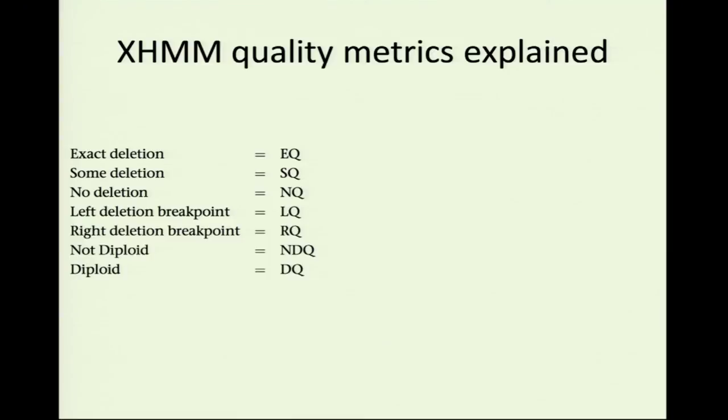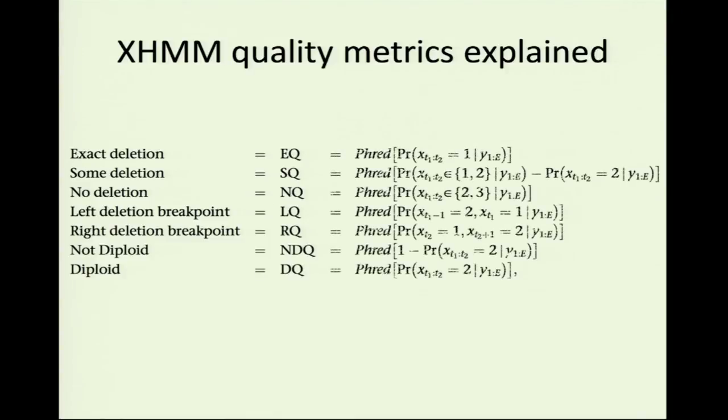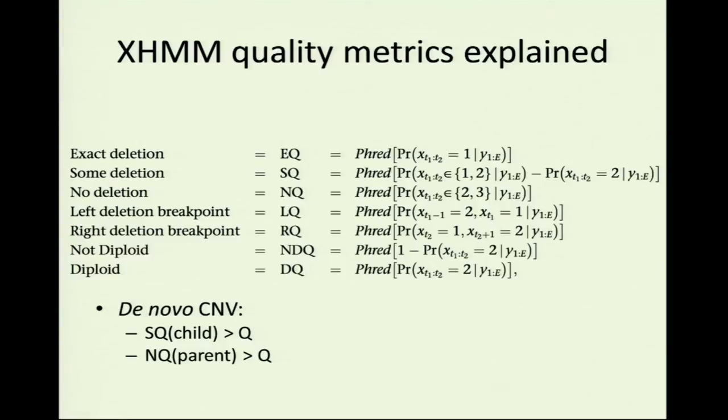Going back to the other case where you have a particular call in one sample, you might want to know, how sure am I of the left breakpoint? How sure am I of the right breakpoint? How sure am I that the sample is not diploid? So maybe deletion, maybe duplication. How sure am I that they are diploid? Again, I found a CNV in one sample, I want to know, how sure am I that the other sample does or does not have the CNV? Just some examples. And again, those are Phred-scaled quality scores.